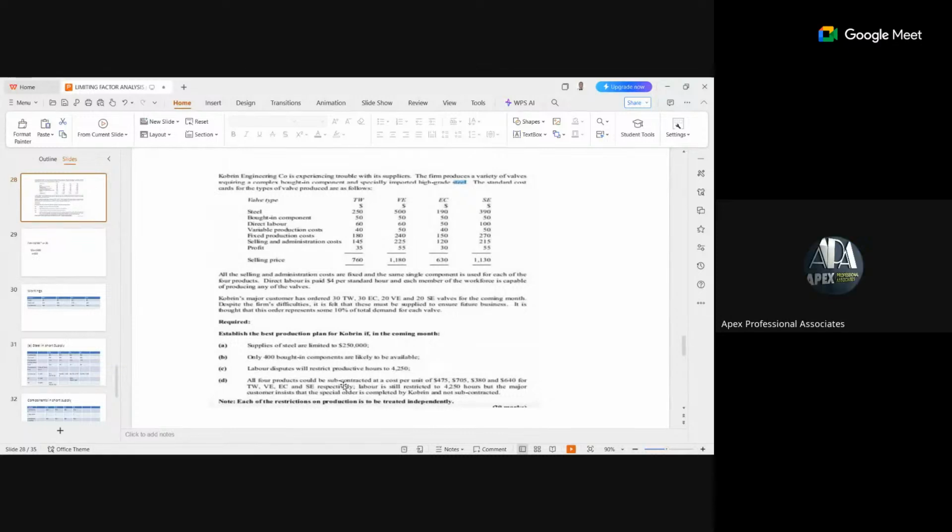Now, the D part, I will not solve this. You go and solve, I'll just give you explanation. All 4 products could be subcontracted at a cost per unit of 475, 705, 380, and 640 for TW, VE, EC, and SE respectively. Labor is still restricted to 4,250 hours, but the major customer insists that the special order is completed in-house and not subcontracted. Now, this is a case of make or buy decision.